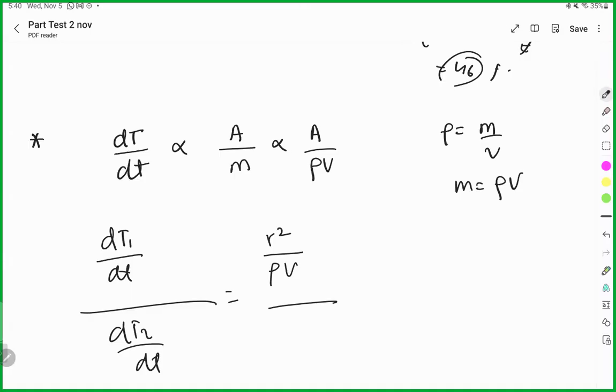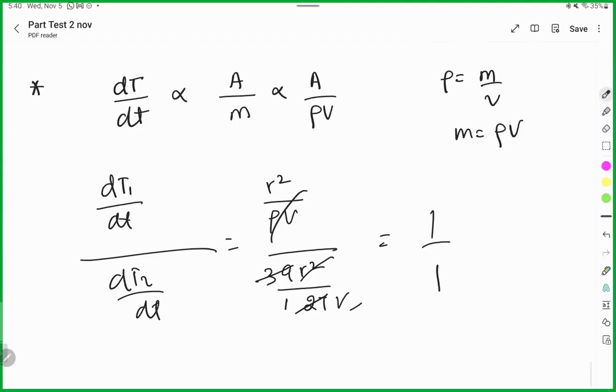What is the ratio of this radius? Radius is given in 1:3, na? So it will be 9r square divided by density. New density is 1 by 3 times, correct? And what is the volume? 27 times. So 9 by 3 is 3, and 3 times 27... everything cancels out. It will be in the ratio 1:1. Yes or no, guys?